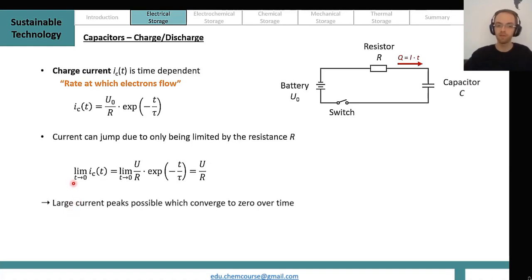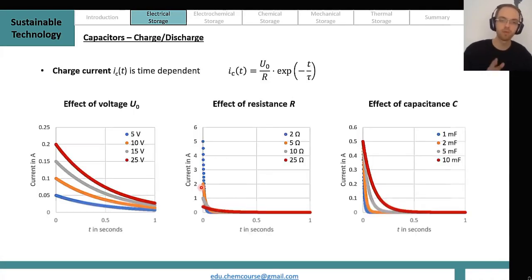But you see, if your time goes towards zero, so if you look at the initial instant once you close this circuit, for t towards zero, this second term here will become simply 1. So in the t going towards zero, you will have a situation where your current is only given by the voltage divided by the resistance. Now let's have a deeper look into what the individual contributions have an effect on your current, on your charging current.